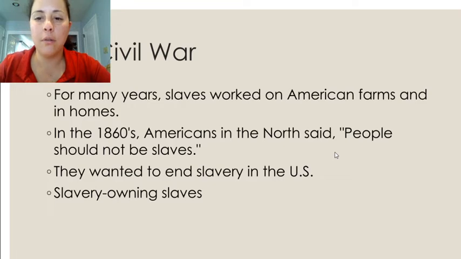The North. So what does slavery mean? Slavery means owning slaves. The North said people should not be slaves. They wanted to end slavery in the United States.